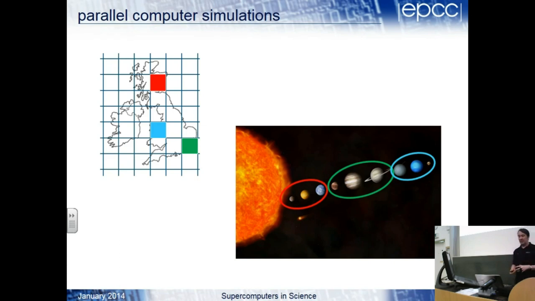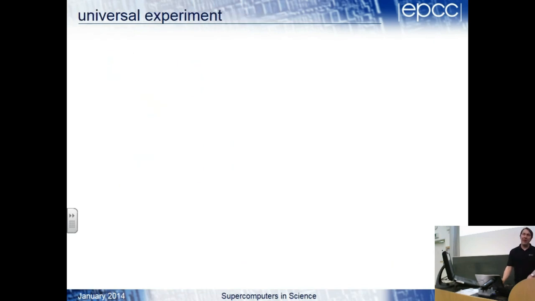It's not always that different approaches are needed for different situations, but the fundamental method of parallel computing is to take your calculation, split it up into hopefully equal pieces, distribute them, and hopefully the overhead of that is small. And so the way I think of modern parallel supercomputers, they're like a universal experiment.